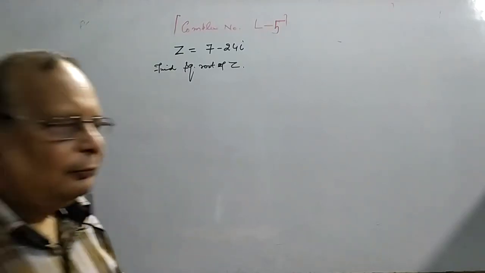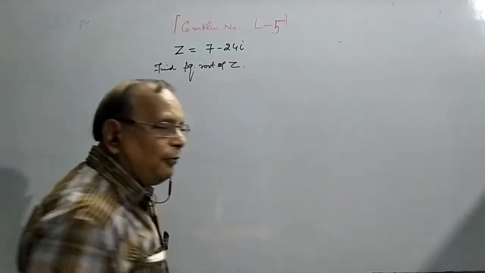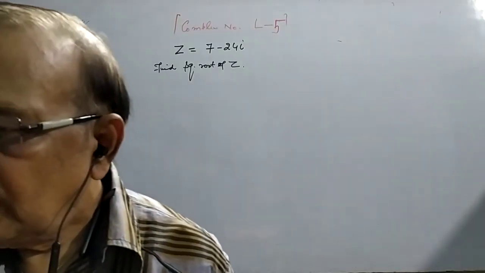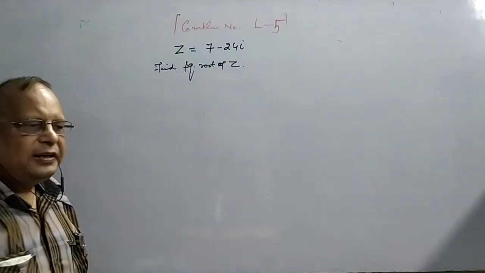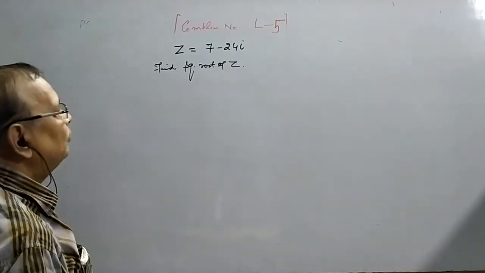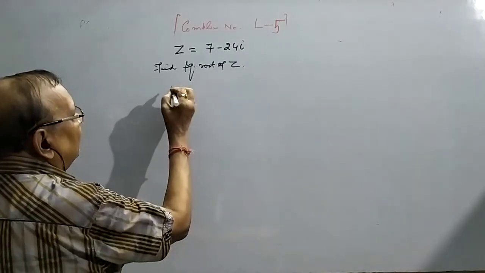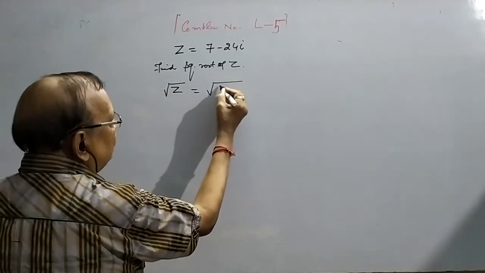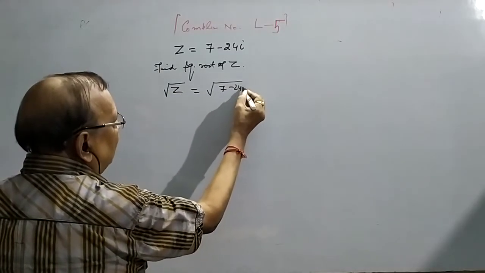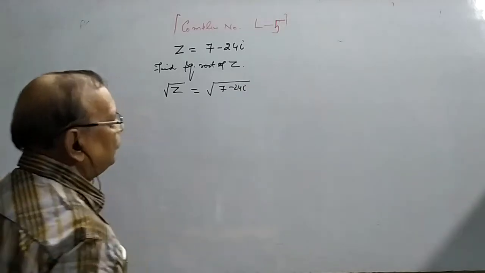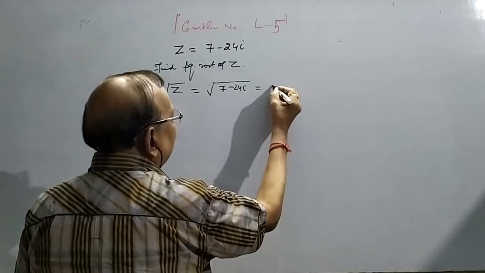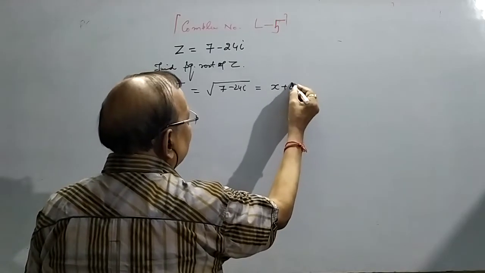You have to be careful. Whenever we answer a question in complex numbers, we have to answer in standard form, that is, x plus iy form. Here, the square root of 7 minus 24i, we may assume that is equal to x plus iy.